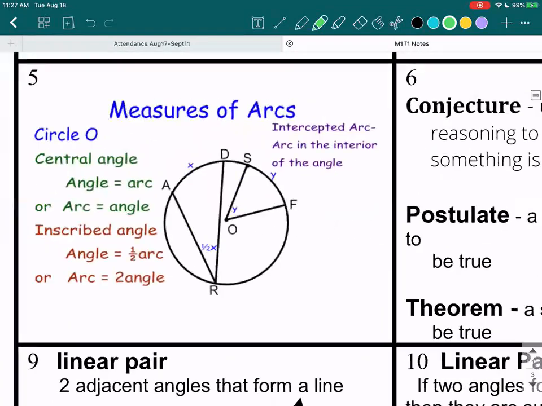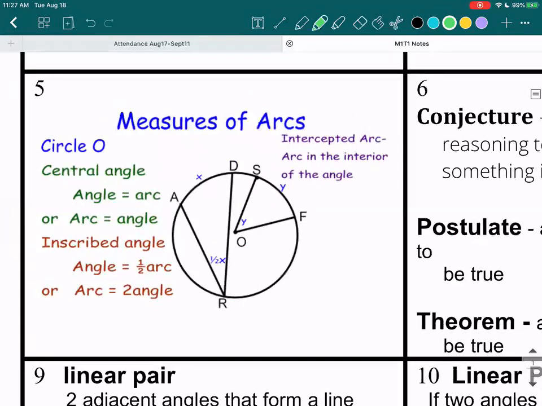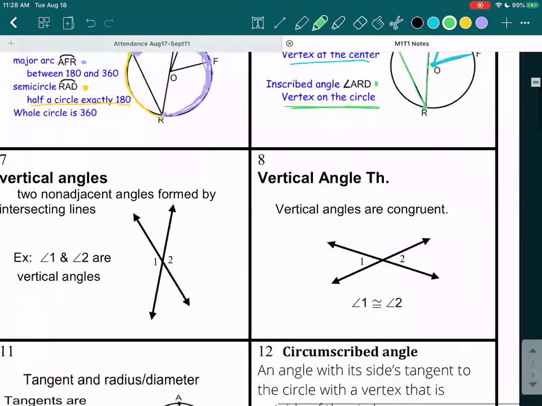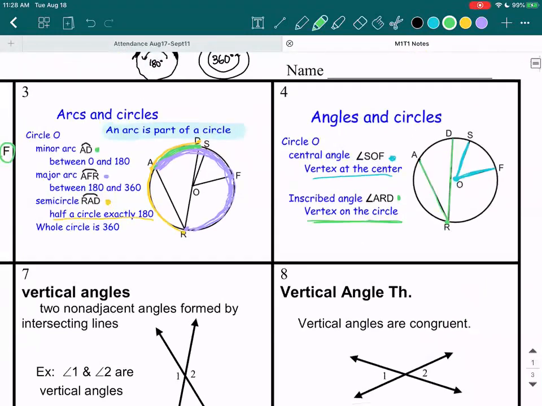Number 5, measures of arcs. So this is still circle O. Let's do a central angle first. Central angle, the angle size. Okay, so this is the central angle. Excuse me, can you go back to the last box? Oh yeah, sorry. Let me just go back. Okay, thank you.